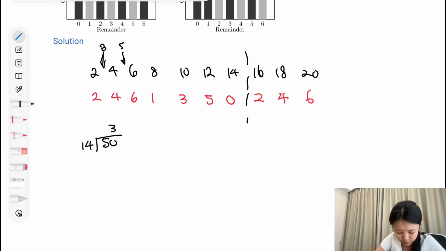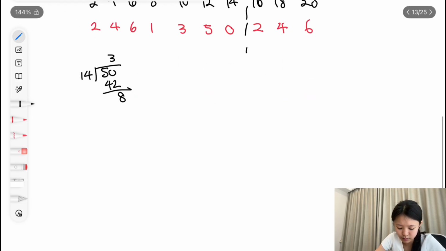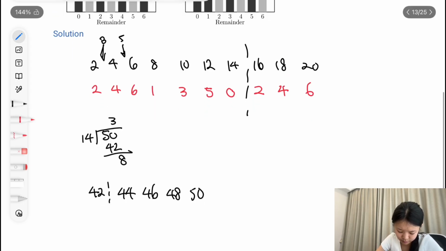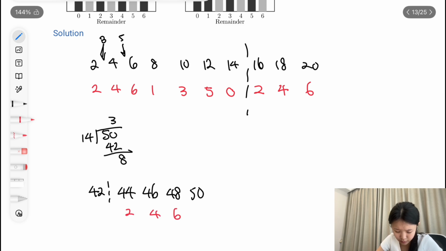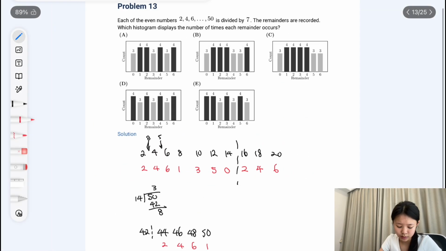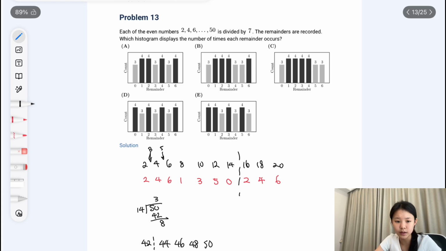And this gives us 3 with a remainder of 8 numbers. And so we want to find out the remainder of 8 numbers. So we know it reaches out to 42 as a complete set. And the remaining numbers are 44, 46, 48, and 50. And those each have the remainder of 2, 4, 6, and 1. And so we know that 2, 4, 6, and 1, they each have 1 extra, which means they have 4. So we just have to find the image here that matches that. So here notice this is 2, 4, 6, and 1. And so the answer is A.